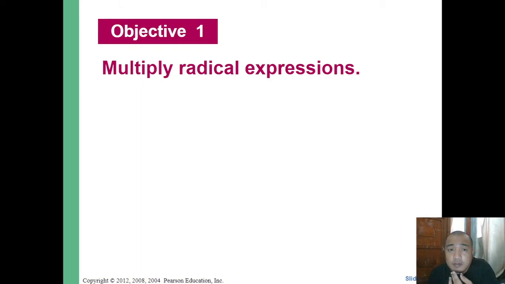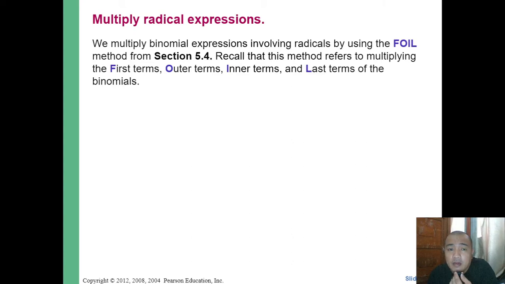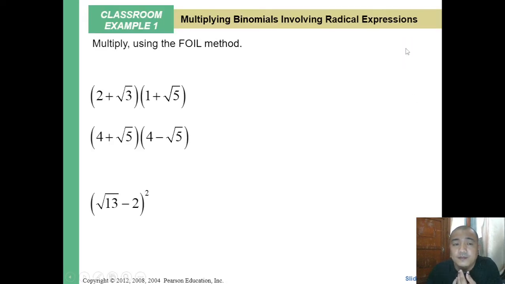For the first objective, recall that this method refers to multiplying the first terms, outer terms, inner terms, and last terms of the binomials. So let us try to recall how to multiply binomials using the FOIL method. For the FOIL method, we have here number 1.